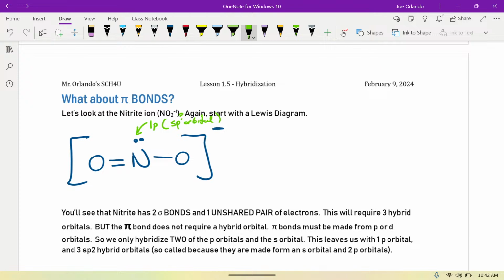And we have a sigma bond here. Where is that going to be found? In a hybrid orbital, right? That's true for both these sigmas. But this pi bond here is actually between p orbitals. And it could also be a d orbital, but we'll keep it simple for now.